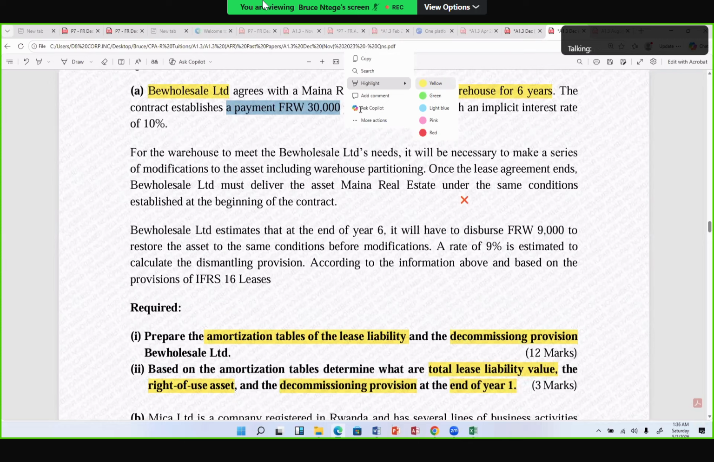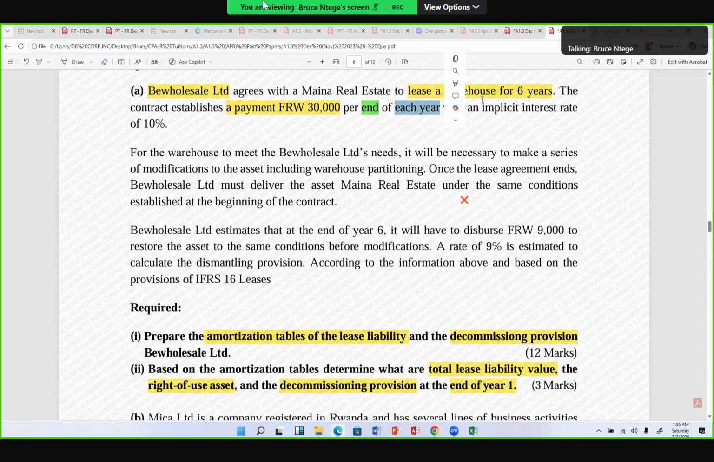Even if the examiner has not used the word arrears or advance specifically, we see that he positions you at the end of the year or the start of the year. So this is in arrears. Now the interest rate has been given to me as 10%. So the implicit interest rate is 10%.